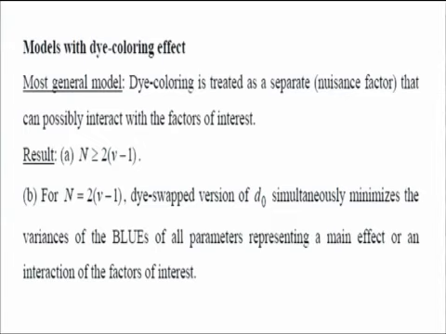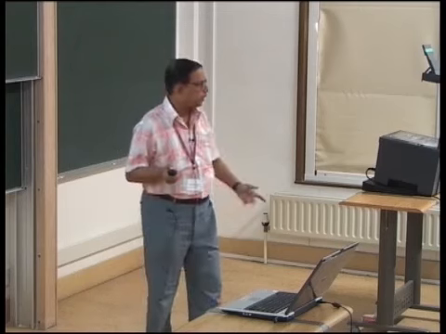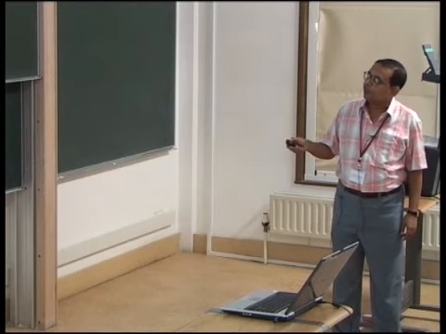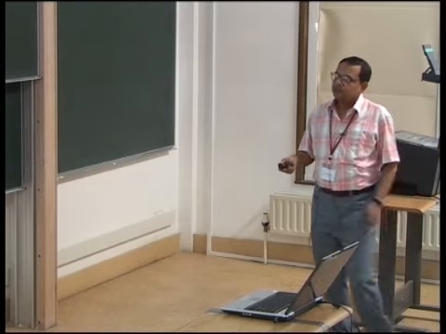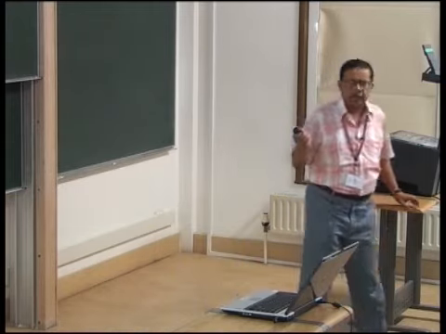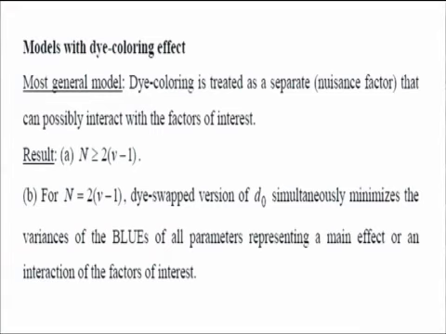One is we then require at least twice v minus 1 slides, and for n equal to 2v minus 1, the dye swapped version of the previous d naught. I mean, the d naught was the optimal design for the saturated case, and the dye swapped version of d naught would again simultaneously minimize, simultaneously is important, the variances of the BLUEs of all parameters. So, this in a sense vindicates a suggestion in the paper by Young and Speed 2002 in Nature Genetics.